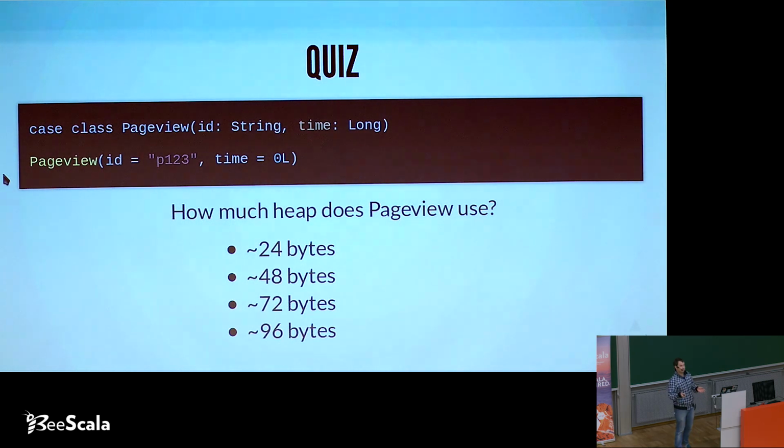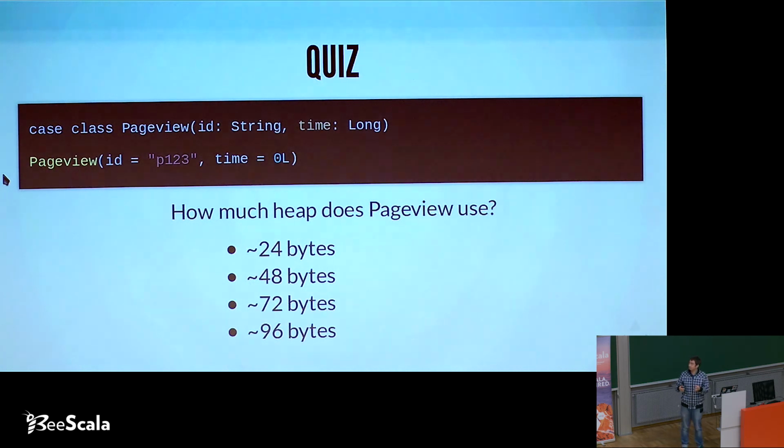Suspicious. OK, but the string itself is also an object, so we need to store a reference to the string, which can be from 4 to 8 bytes. The string itself is an object. It has a header, and it has some data inside, so maybe it's about 48 bytes. Who's voting for 48? There's a trick, you know.